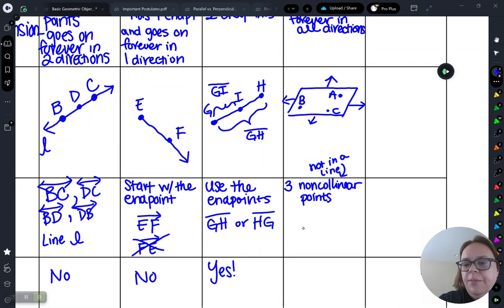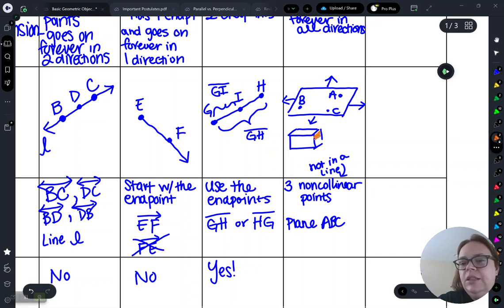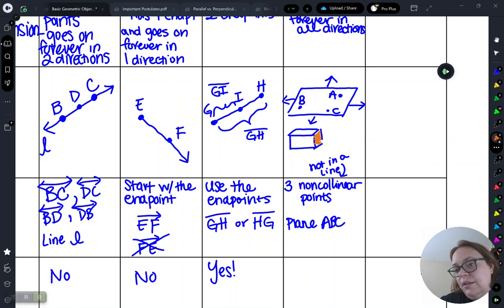Okay, so how do I name it? We don't have really a symbol. We would say the word plane and then ABC. You can use more letters if you wanted to. Another way that they might do it is they might have like a box, a 3-dimensional box. And then each of these faces of the box is considered a plane. And so sometimes they might have like the letters of the corners. And you can say plane ABCD, and everybody would know which one you're talking about.